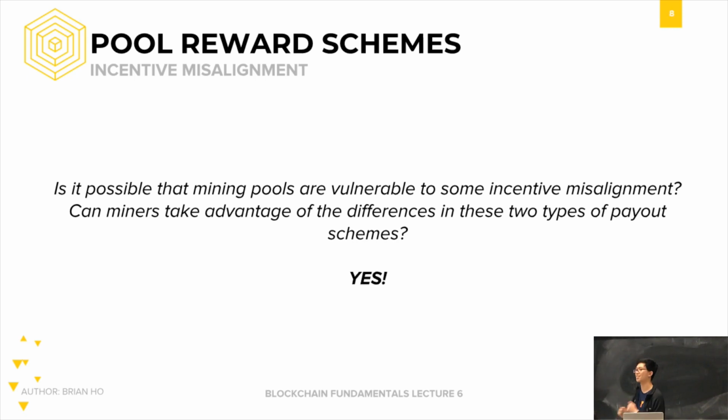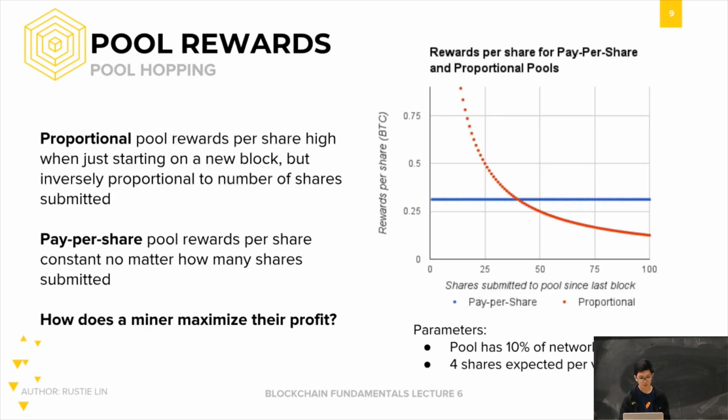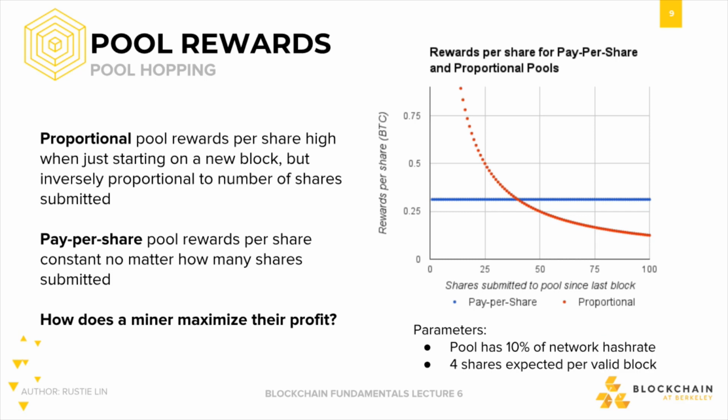The idea is, yes, we can actually do that. Remember, miners really want to maximize their payout, so what can they do to take advantage of this particular fact? We use a strategy called pool hopping. On this graph on the right, you can see a graph representing the difference in payouts over time, or over the number of shares that were submitted to the mining pool, between a pay per share and a proportional model. The red is proportional, and the pay per share is the blue line.